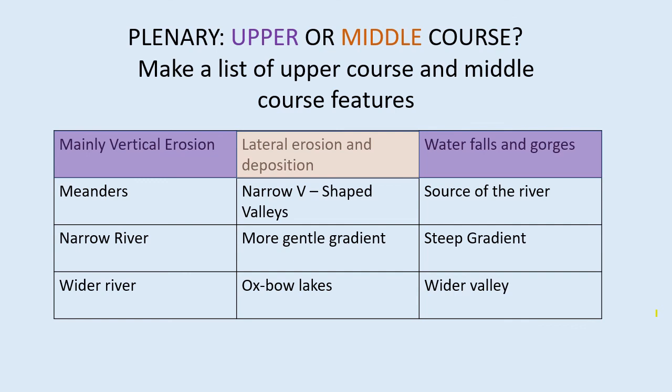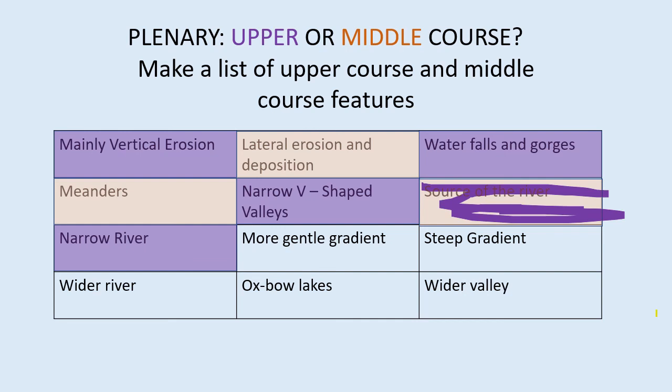Meanders, you'll get at all stages, but they're much bigger and much more dominant in the middle course, because you've got that lateral erosion. V-shaped valleys, again, steep V-shaped valleys, that's going to be vertical erosion. So vertical erosion is going to be the upper course. At the source of the river, the start of the river, that's got to be in the upper course. That's where the river starts. Likewise, a narrow river is going to be in the upper course, and I've just noticed that that's a mistake. So let me just try and cover my blushes by colouring that in.